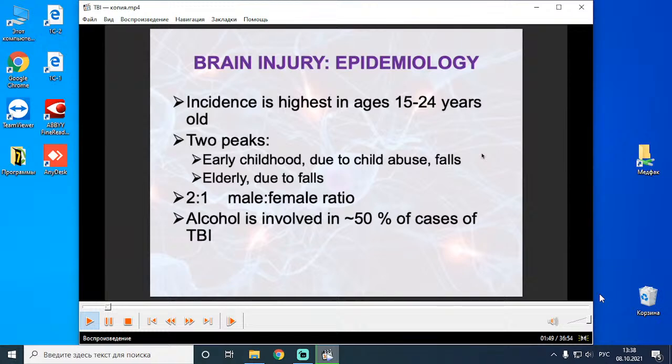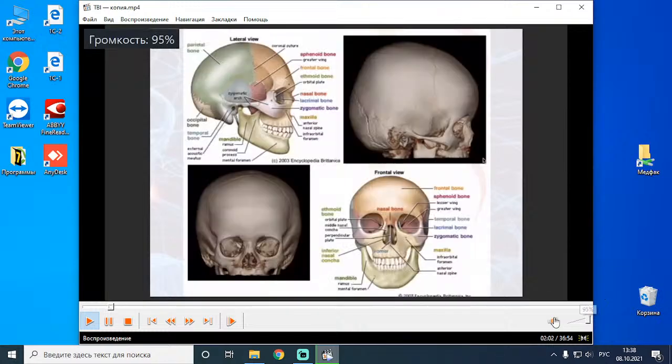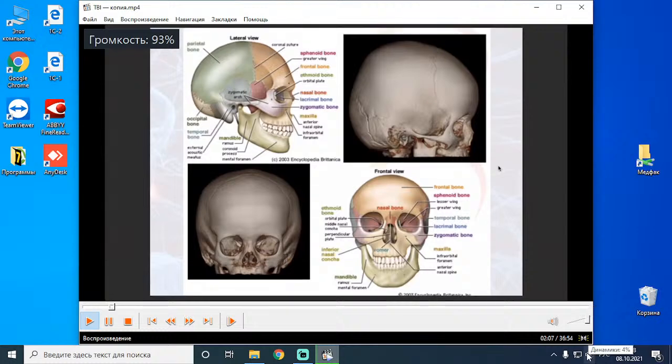You can see, or you can remember, the anatomy. Here also you can remember some functions, cranial nerves.